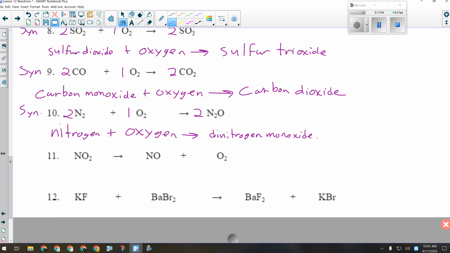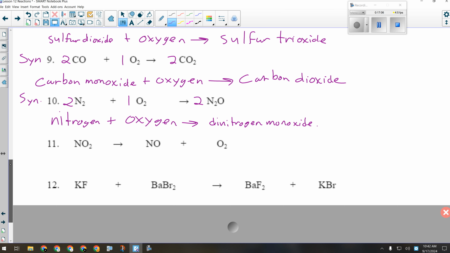Let's look at number 11 here as well. On number 11, I've got a single reactant, and then I have 2 products. What kind of reaction is that? Simple decomposition. This one's actually not simple, but I'm going to write it as simple decomp or just decomp. Okay, writing this out in words, is this a molecular compound? Yes, it is. Nitrogen's a non-metal, oxygen's a non-metal. So this is going to be nitrogen dioxide.